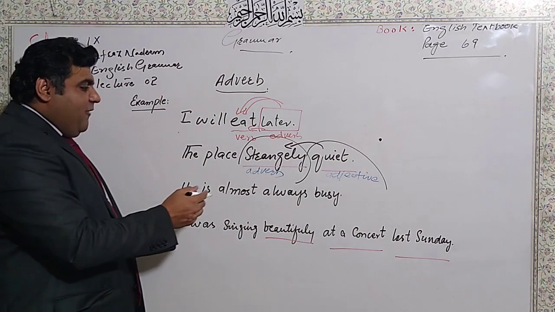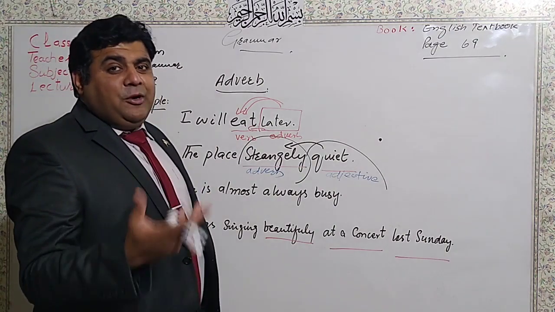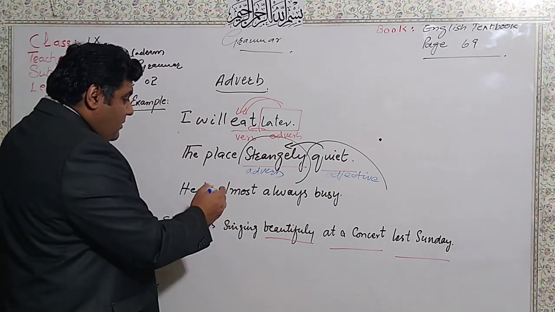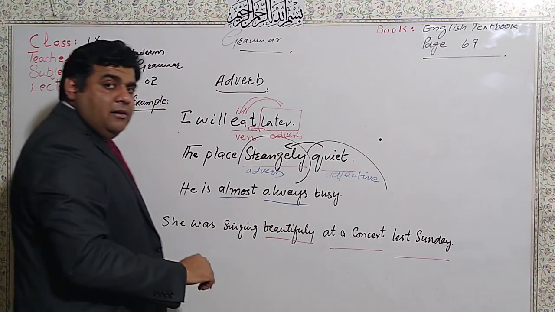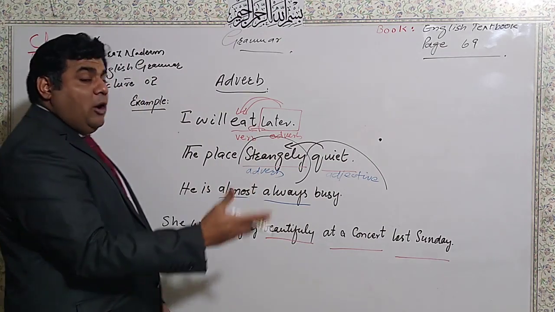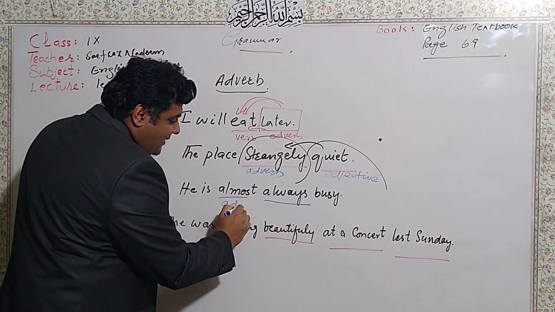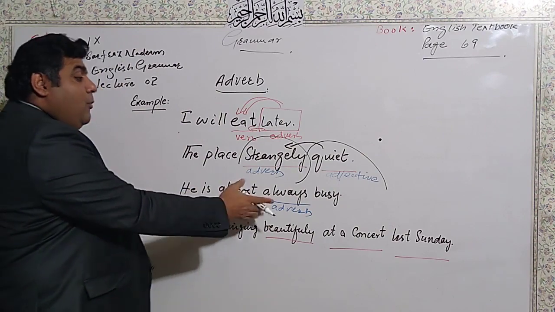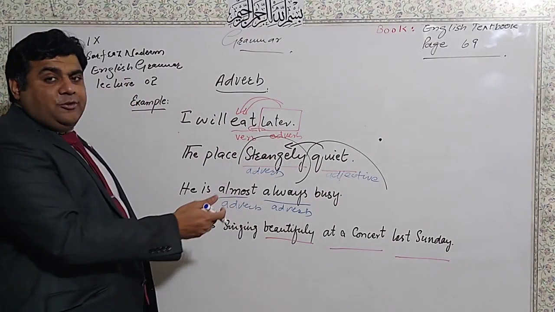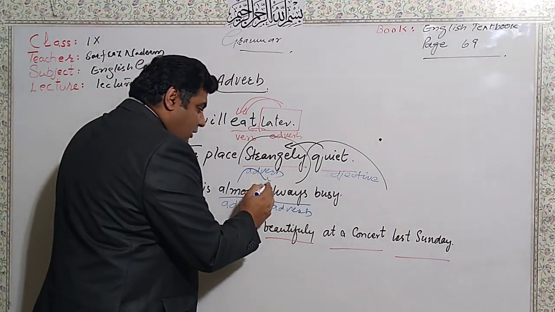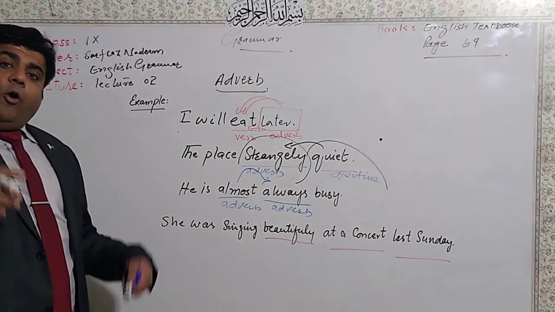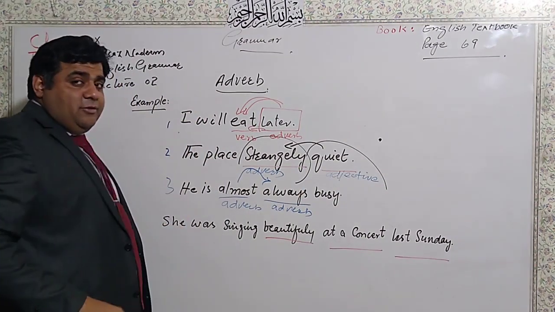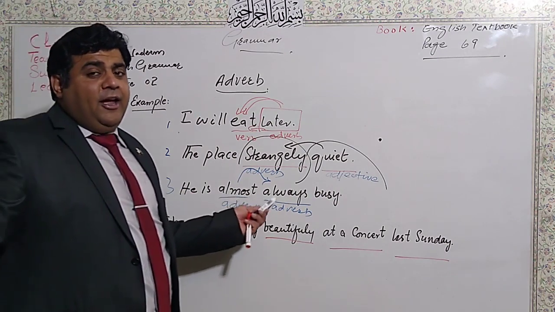Number three, dear students, as we said, the adverb also modifies the adverb as well. So we have an example, dear students, almost and always. He is almost always busy. Both are adverbs, but they are modified. How? He is almost always busy. Here, dear students, you will see that almost is going to modify always. So it means that in the third sentence, it is going to modify the meaning of an adverb.